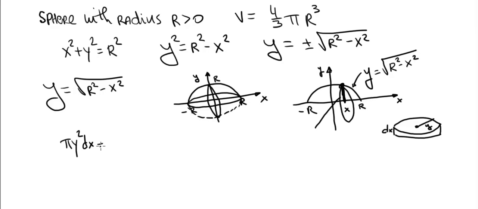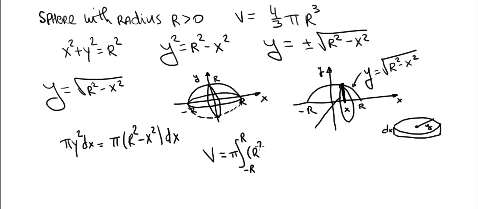Expressing this as a function of x, since y equals the square root of r squared minus x squared, squaring it gives us r squared minus x squared dx. So this is a very, very small part of the volume. When we sum up all these pieces for every x, the integral from minus r to r will give us the exact volume. So this is pi times r squared minus x squared dx. So all we have to do now is to evaluate this definite integral. Let's go ahead and do that.